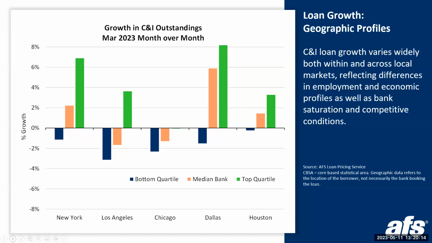Sometimes smaller entrants or less established banks in these markets post higher growth rates by virtue of their smaller portfolios. Other times, a handful of large banks tend to lead growth in a particular metro. If we use the median bank here as a reference point, Dallas posted the highest month-over-month C&I loan growth in March, while Los Angeles reported the largest drop.